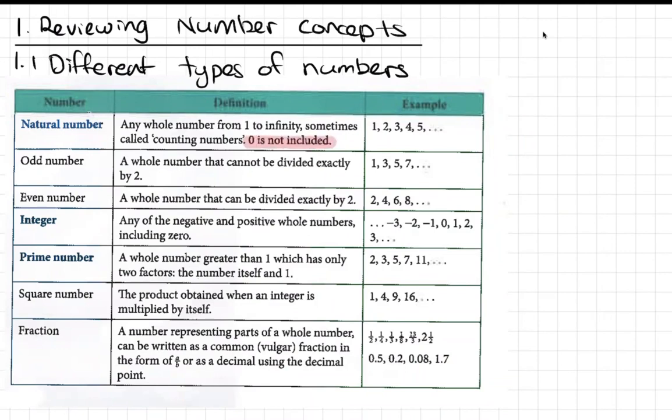So whenever they mention that your boundaries are between natural numbers, it means that it must be counting numbers. You can only count 1, 2, 3, 4, 5, and so on, but you cannot count a 0. So natural numbers do not include 0.